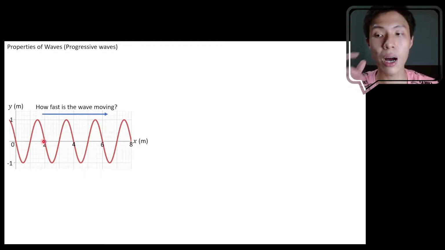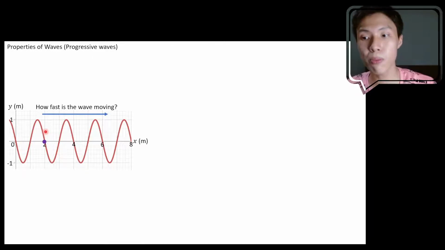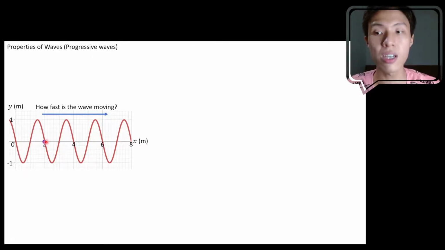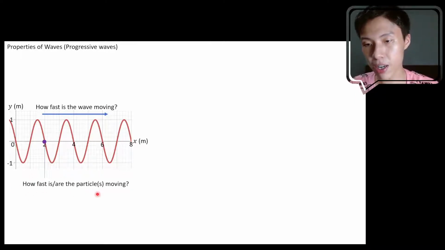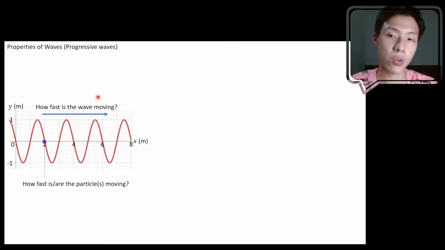So we can study how fast the particle is moving at a specific moment. We can study how fast the particle is moving at a specific displacement from the equilibrium. So it's similar to SHM if we are talking about the speed of the particle at a specific position. Okay, so this is how fast the particle is moving or how fast the wave is moving. So there are two types of velocity that we can investigate.